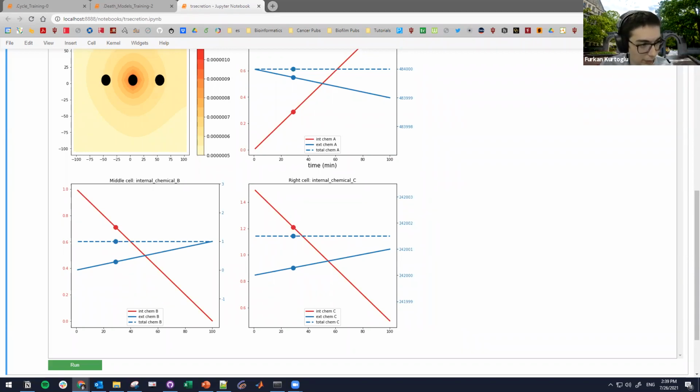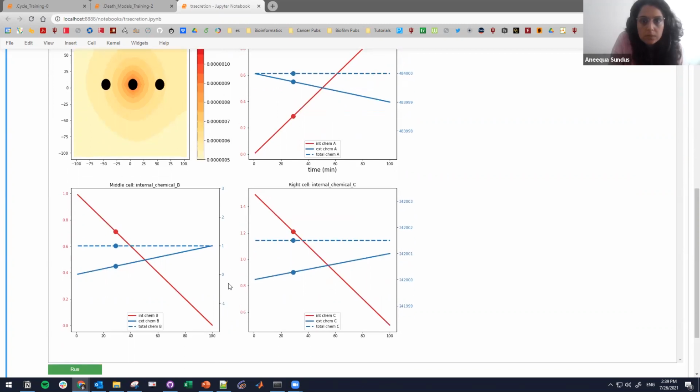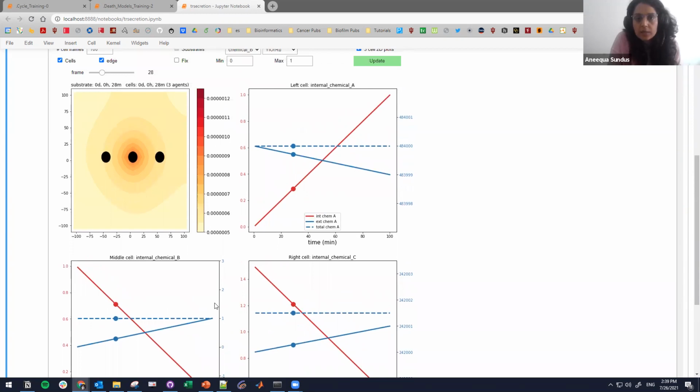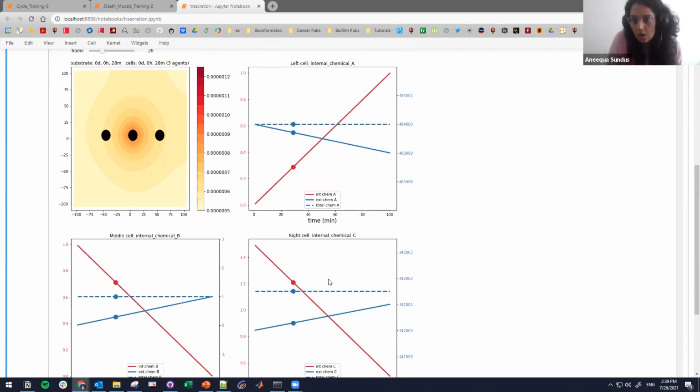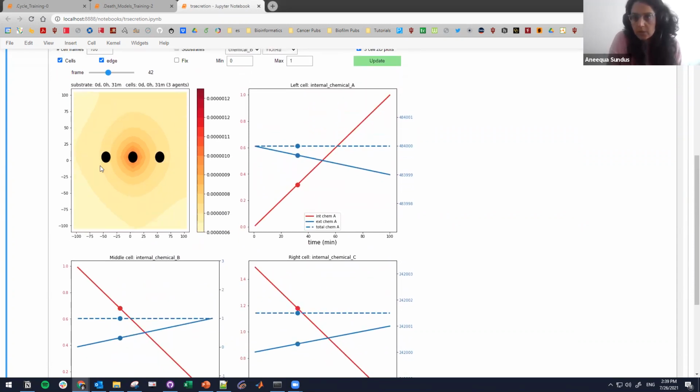Are the titles of the plots wrong? What do you mean? Actually, the titles are right. They are for the cells. So left cell, middle cell, and the right cell. Each cell is associated with one chemical, chemical A, chemical B, chemical C, respectively, and either they are secreting or absorbing it. So that's how these graphs are arranged.